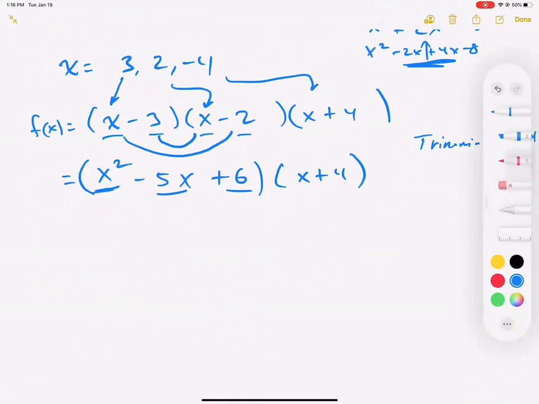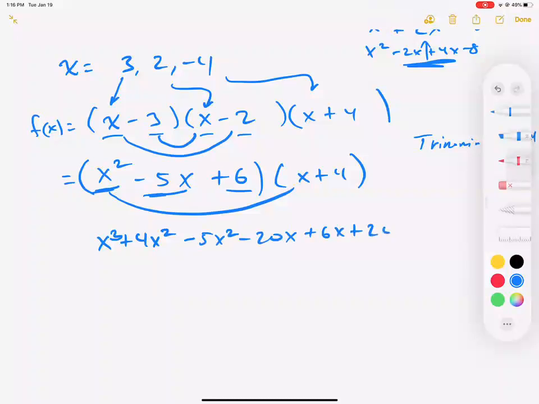X first. X times everyone in the back will be x cubed plus 4x squared. I'm sorry, my mistake. I'm done with my first term. Move on to 5. Remember this is negative 5. Negative 5 times x is going to be negative 5x squared minus 20x. Okay, done. Move on. Next term. Do 6 plus 6x plus 24. Okay, we're multiplying the 6 now.